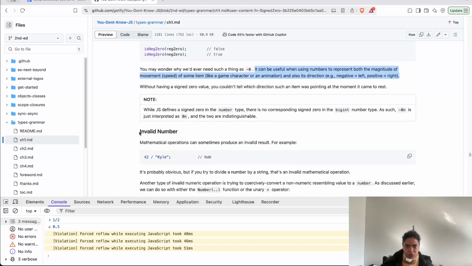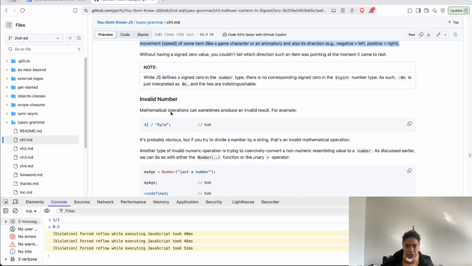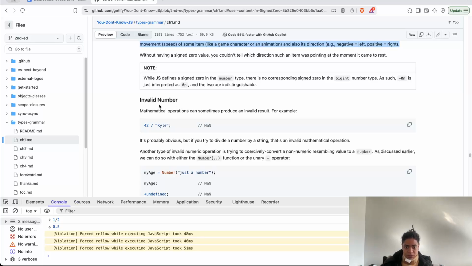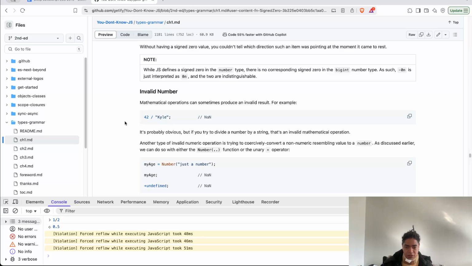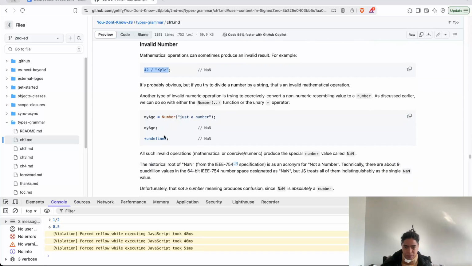So you can use that only on numbers, not on BigInt. Then you have now the invalid number. Mathematical operations can sometimes produce an invalid result. So for example, if you now divide here, and in this case an arithmetic operation is preferred, it's probably obvious: if you try to divide a number by a string, that is an invalid mathematical operation.